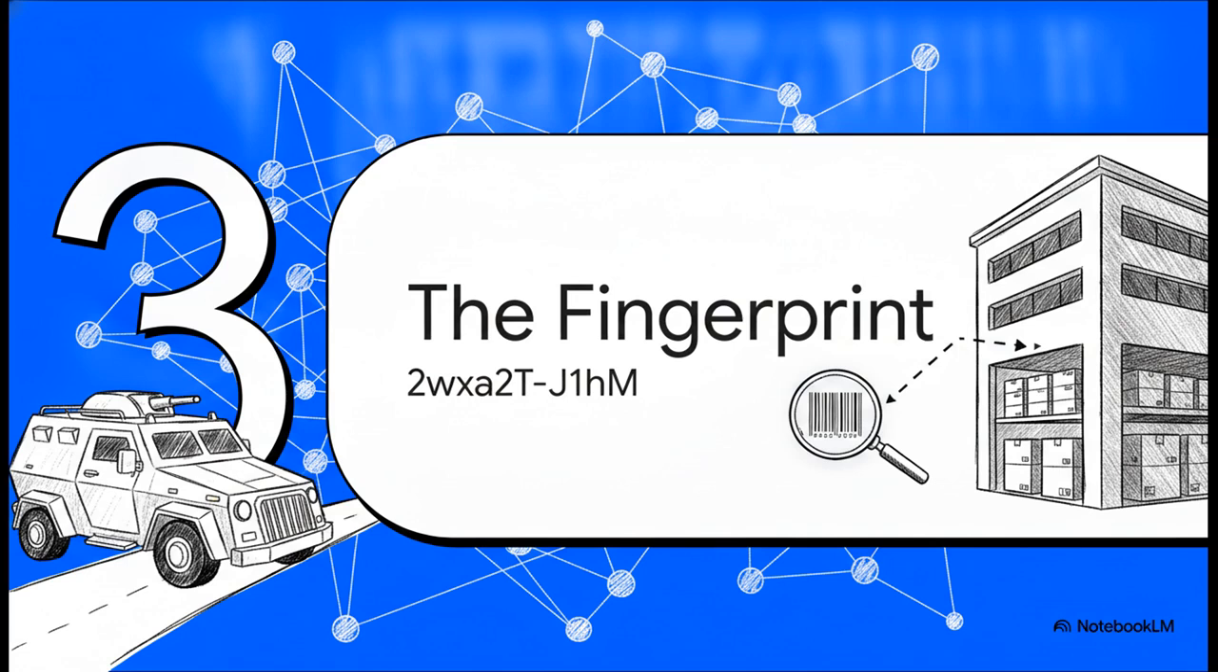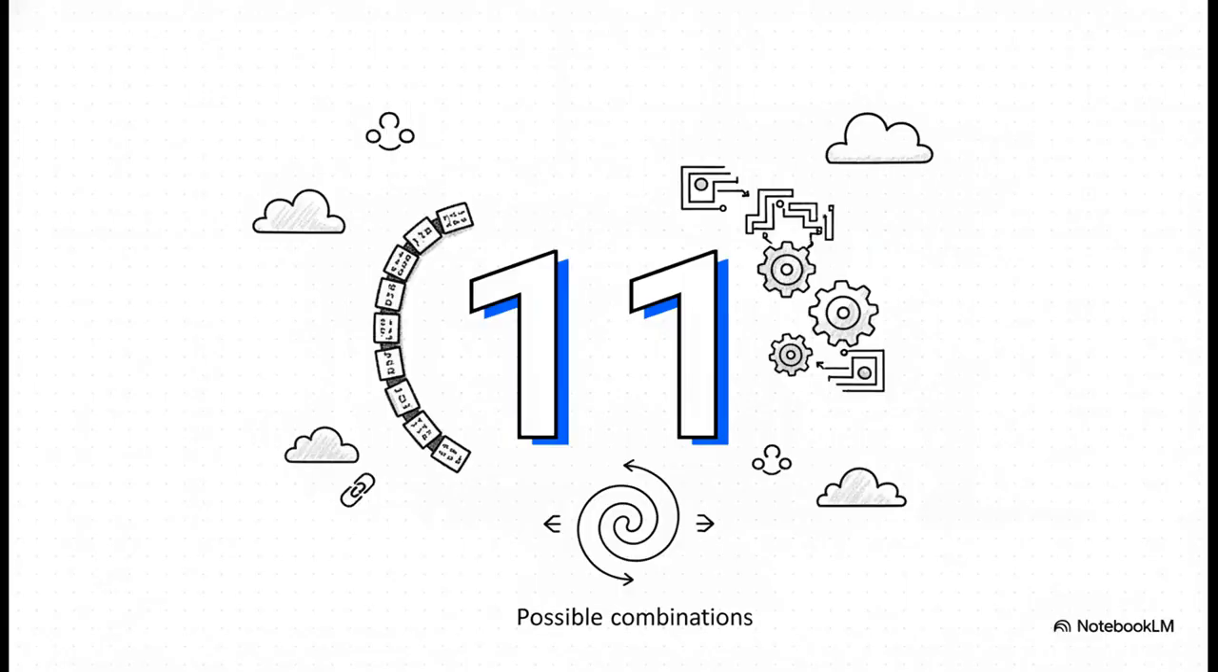Next up is part 3, the fingerprint, 2WXATJ1HM. So if the protocol was our armored car and the domain was the address of the warehouse, this identifier is the exact barcode on a specific box sitting inside that warehouse. Notice how this unique identifier is exactly 11 characters long. That is not an arbitrary number. It is a highly specific mathematical design choice using a base 64 encoding structure. Without getting completely lost in the weeds of computer science, this basically means each of those 11 spots can be one of 64 different characters. You do the math on that, 64 to the power of 11, and you get over 73 quintillion possible unique video combinations. That is enough to guarantee they will never ever run out of unique video IDs.